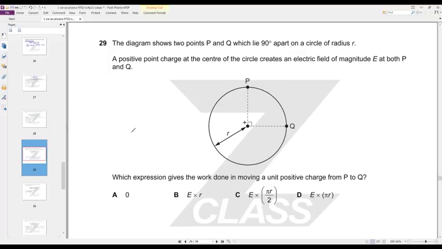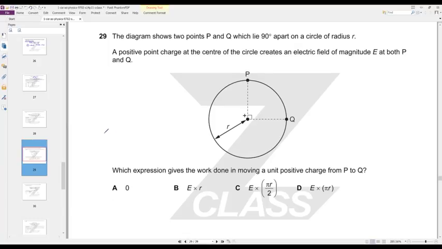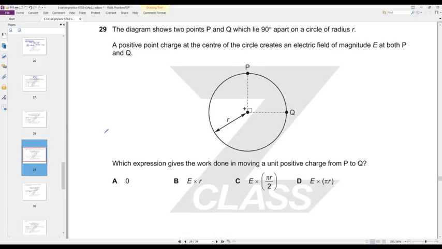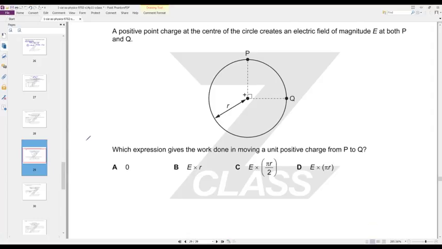Right, moving on. Okay, we're 3/4 of the way through. We're not doing too bad. The diagram shows 2 points, P and Q, which lie 90 degrees apart on a circle of radius r. A positive point charge at the center of the circle creates an electric field of magnitude E at both P and Q. Yep, we have a circle. Cool. Which expression gives the work done in moving a unit point positive charge from P to Q?